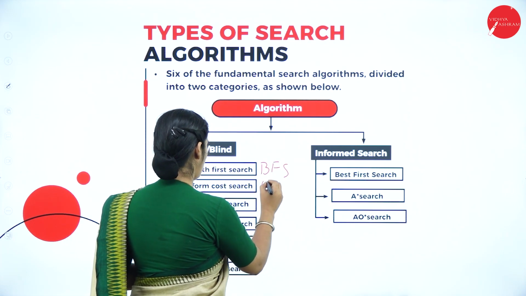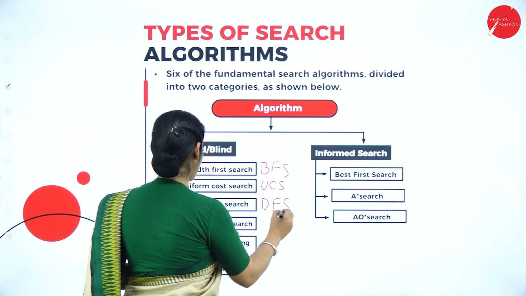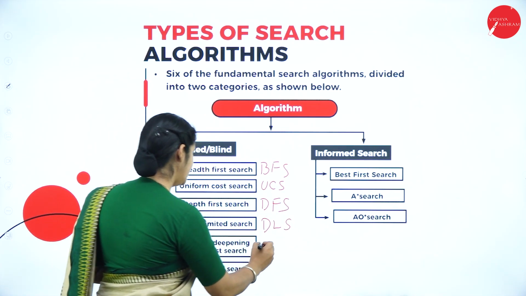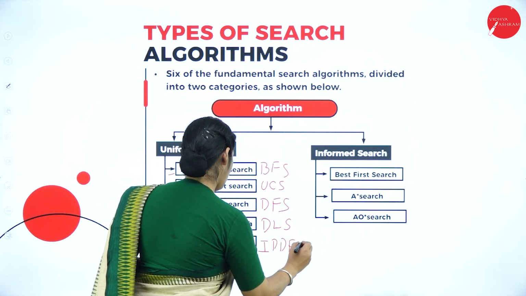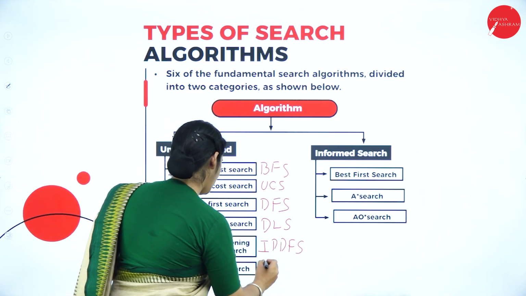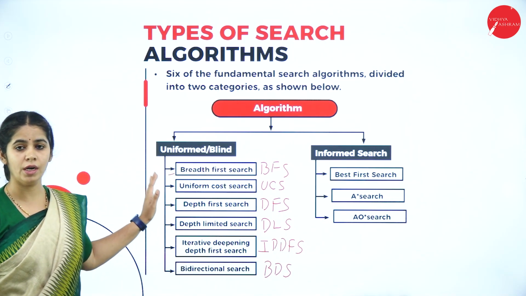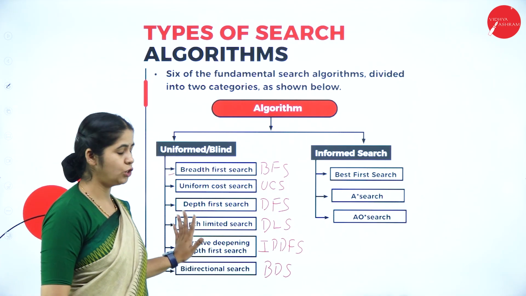Uniform cost search, we call it UCS. Depth first search, DFS. Depth limit search, DLS. And iterative deepening search, IDDFS. And then bidirectional search, BDS. So these are all the different types of search that we have in uninformed searching techniques.